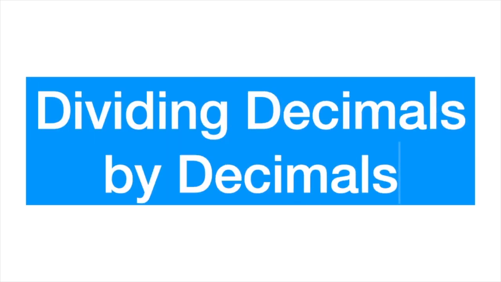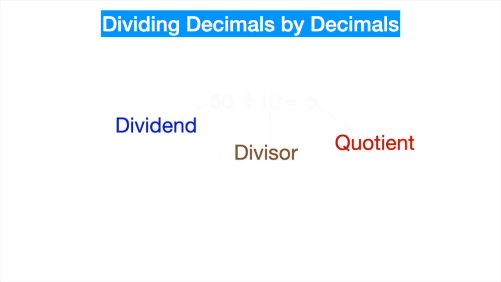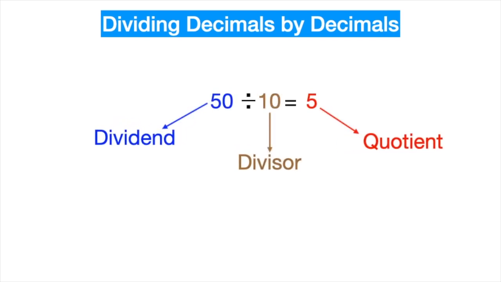In this video, we are going to be dividing decimals by decimals. Let's remember three key important vocabularies: dividend, divisor, and quotient. If I say 50 divided by 10 is 5, 50 is the dividend, 10 is the divisor, and 5 is the quotient, which is the answer of a division operation.